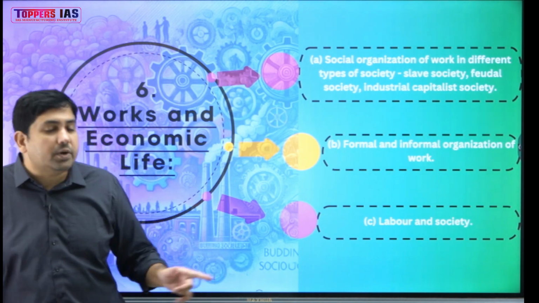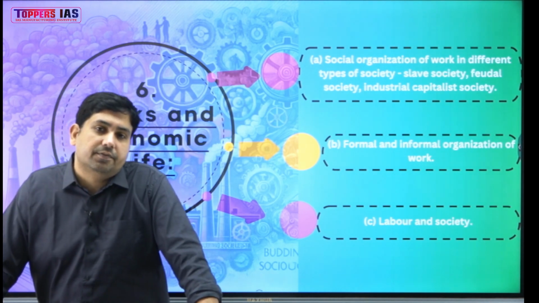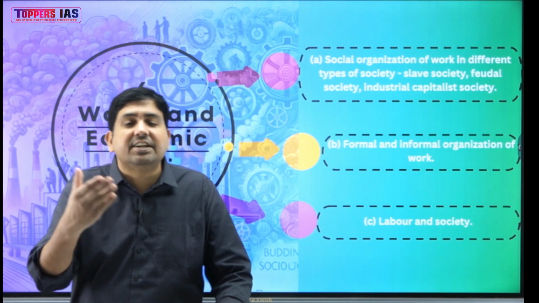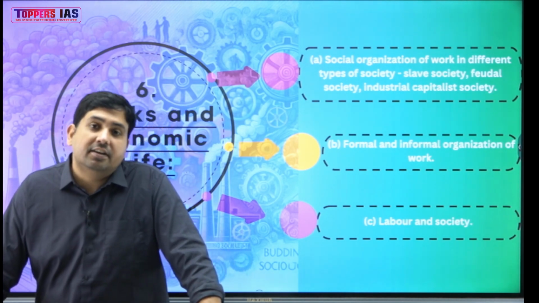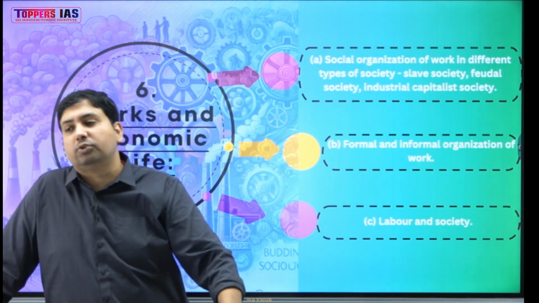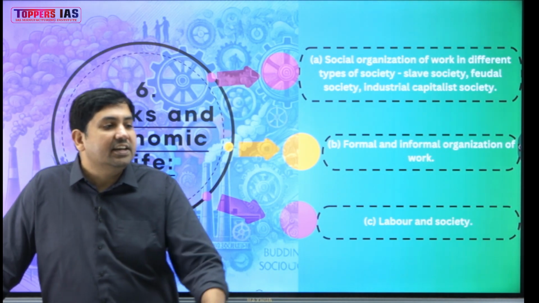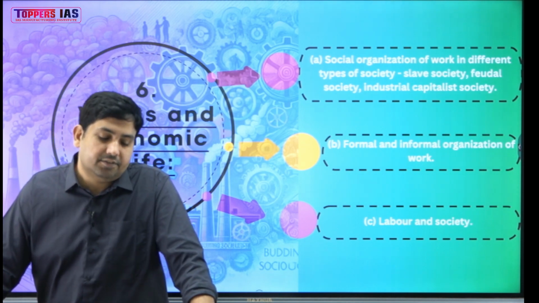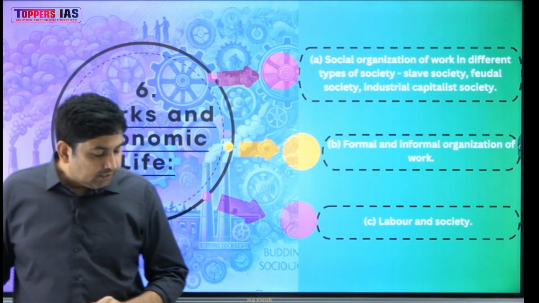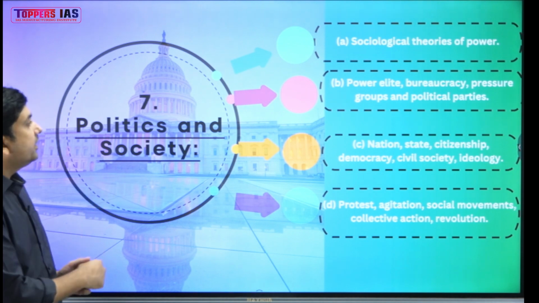Also, we try to look here into automation and the impact of AI, artificial intelligence. Now machines are doing thinking tasks previously done by humans, leading to job displacement or the emergence of new types of jobs. So we explore these things here in Work and Economic Life, Unit 6. Clear? Now come to Unit 7, Politics and Society.